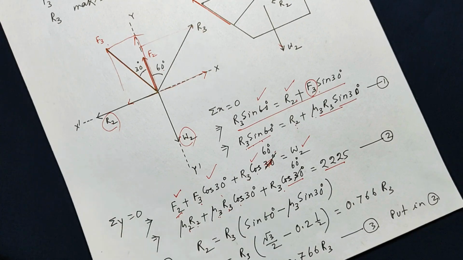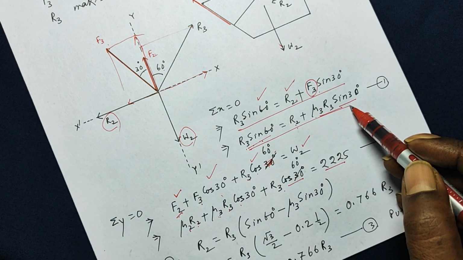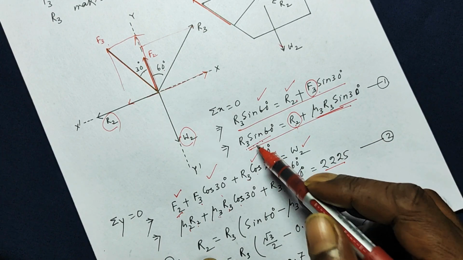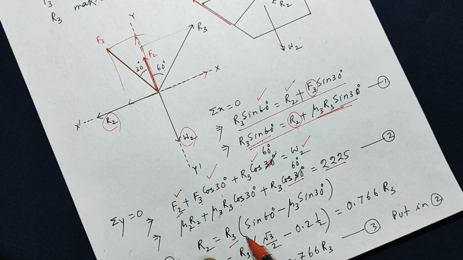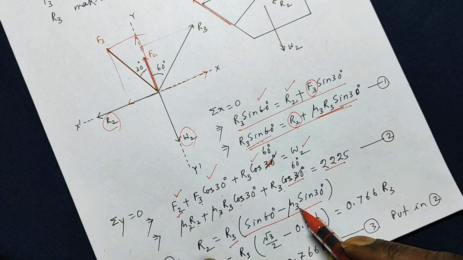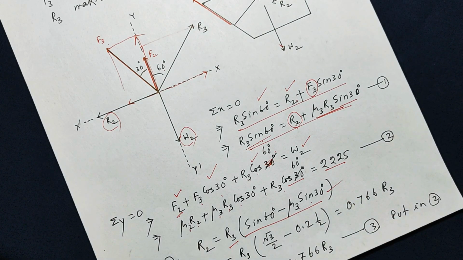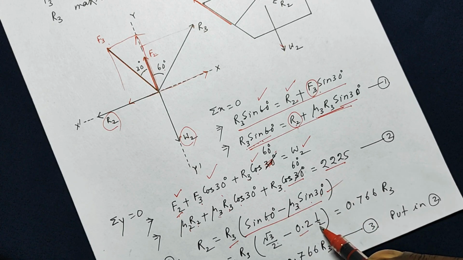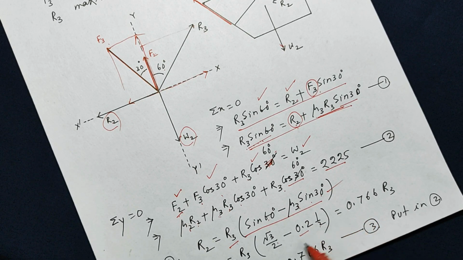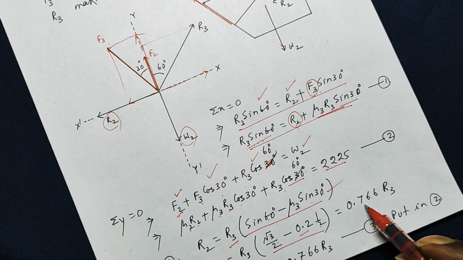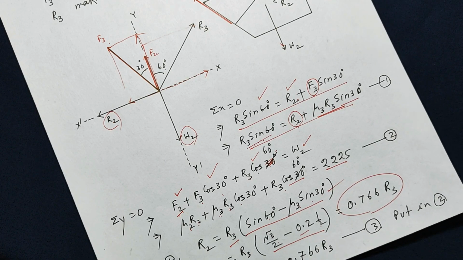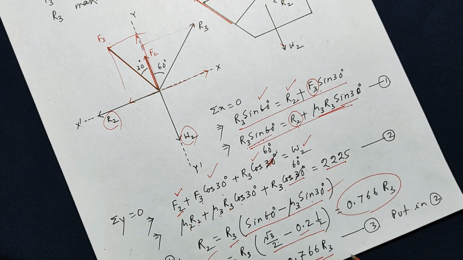Now from equation 1, that is this equation, if you keep R2 on one side, take this to this side and take R3 common, we are left in the bracket with sine 60 minus root 3 times sine 30. So put the value of sine 60, put the value of mu 2, put the value of sine 30, and this comes out to be 0.766 times R3. So your R2 is found out.